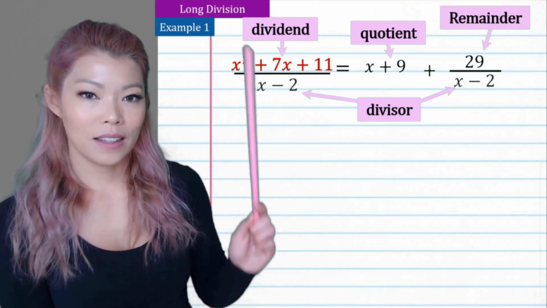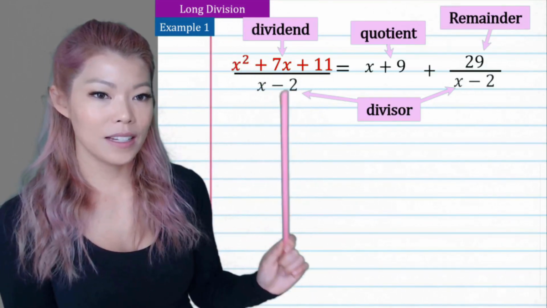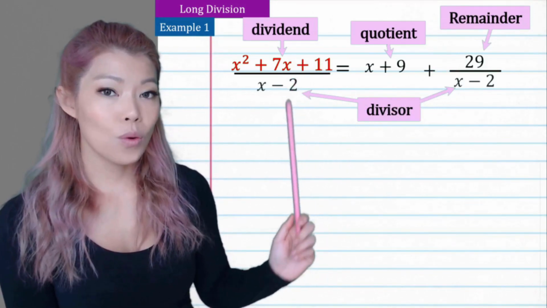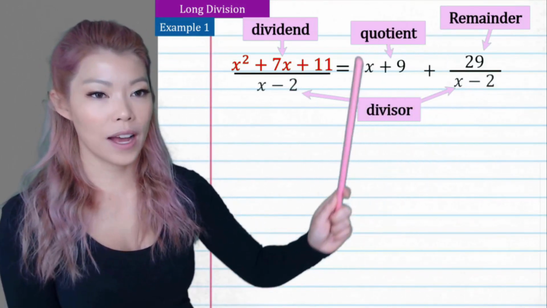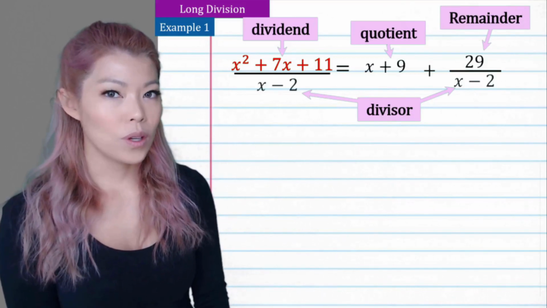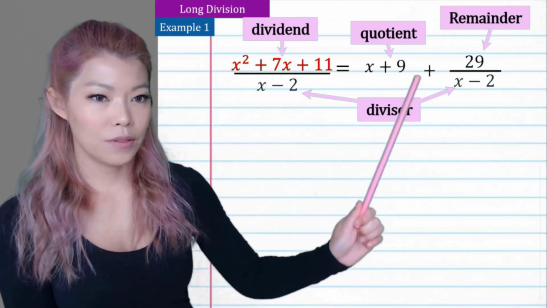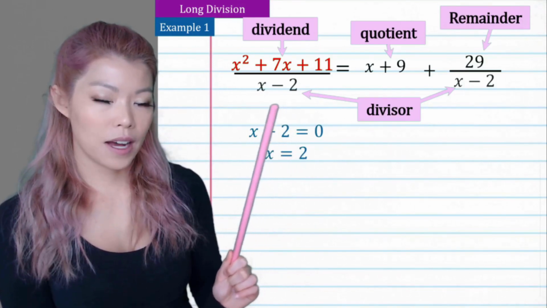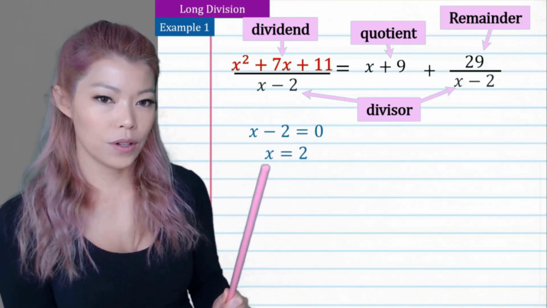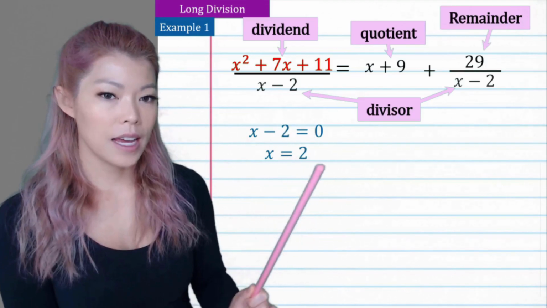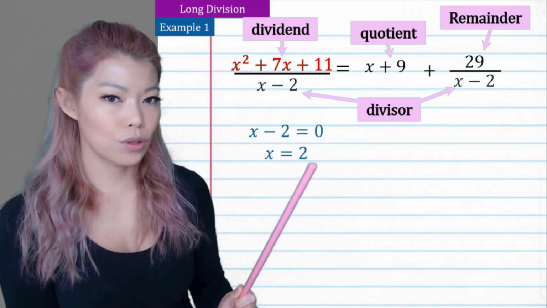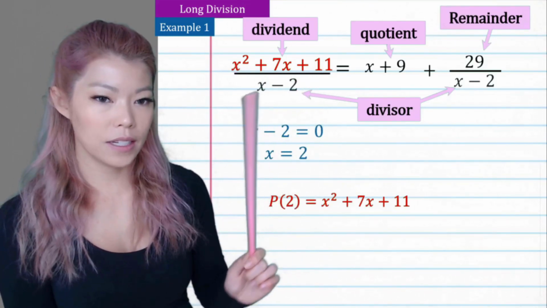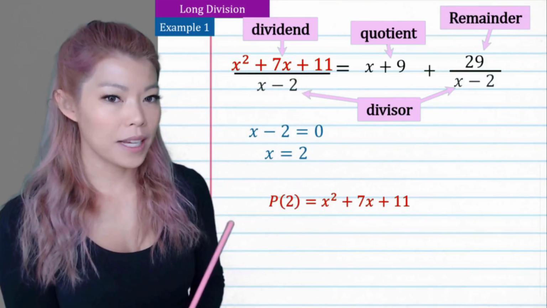Previously, we've seen in long division that we had a dividend, a divisor, the quotient, and a remainder. And it took us quite a while to do long division to find this pattern. Is there a faster way to find the remainder? Now we notice that if we let the divisor equal 0 and bring all the numbers across, and we substitute this x equals 2 into our polynomial, our dividend, then what do you think we'll obtain?